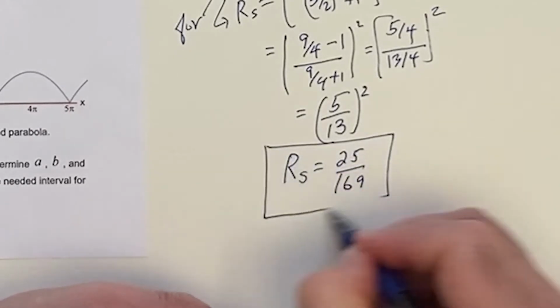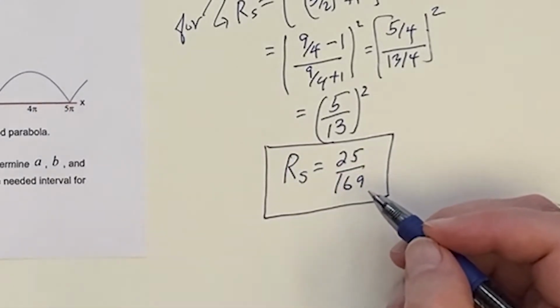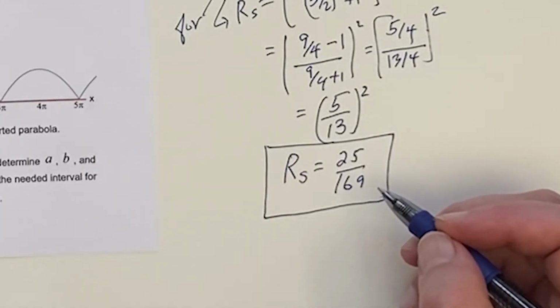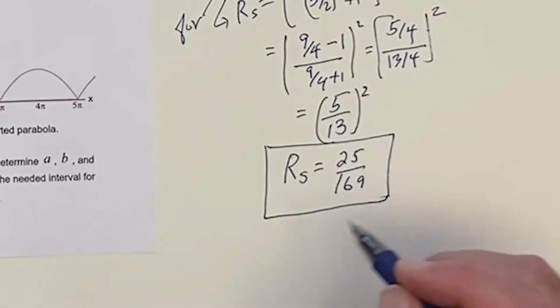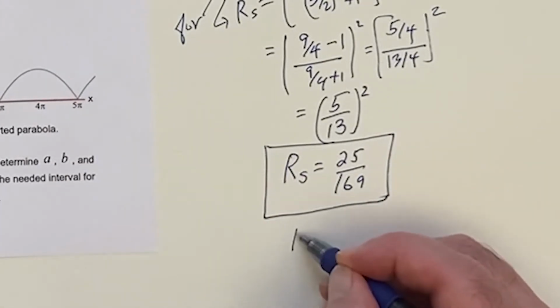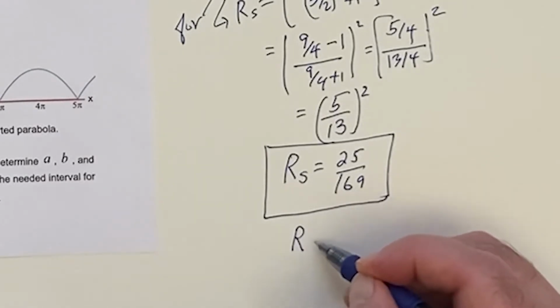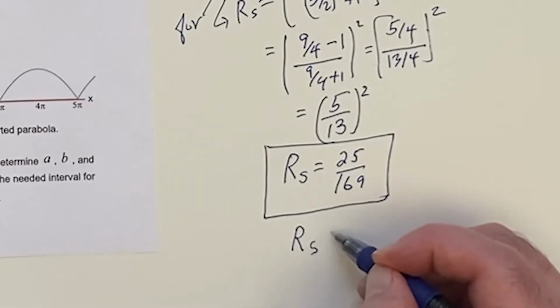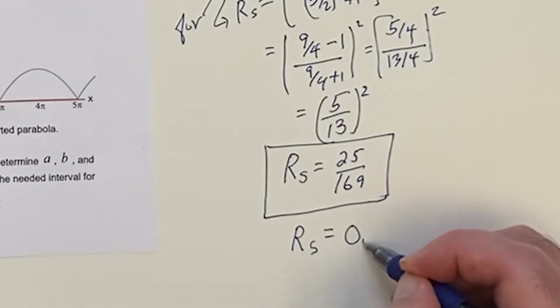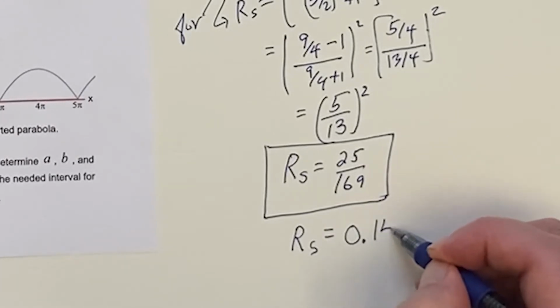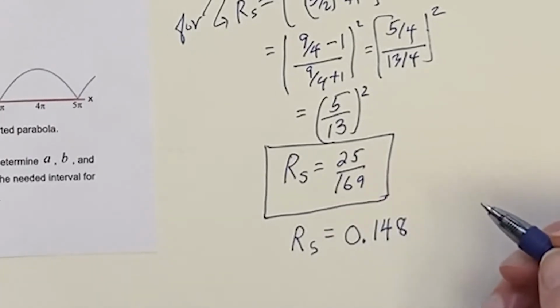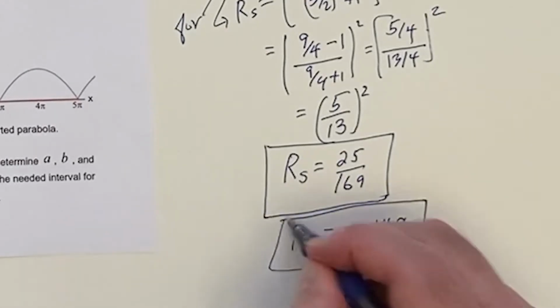So you want to box that off. It's dimensionless, the reflectance. And then for the last part, it wants to know the 3 significant figures. So now you whip out your calculator, and you would get 0.148. Okay, and that's it.